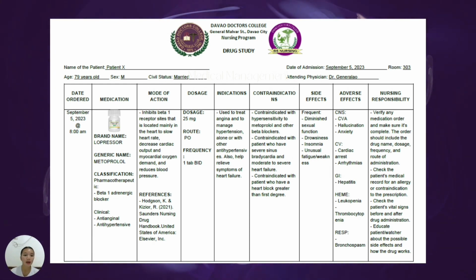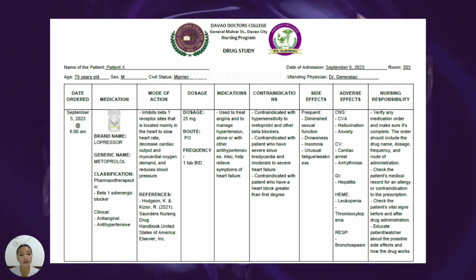And for the clinical classification, we have anti-anginal and antihypertensive. So for the mode of action, it inhibits the beta-1 receptor sites, which are located mainly in the heart of the patient. So this will slow the heart rate, decrease the cardiac output and the myocardial oxygen demand, and also reduce blood pressure. So I have here the reference, Hodgson K and Kizor R 2021 Saunders Nursing Drug Handbook, United States of America, Elsevier Incorporation.